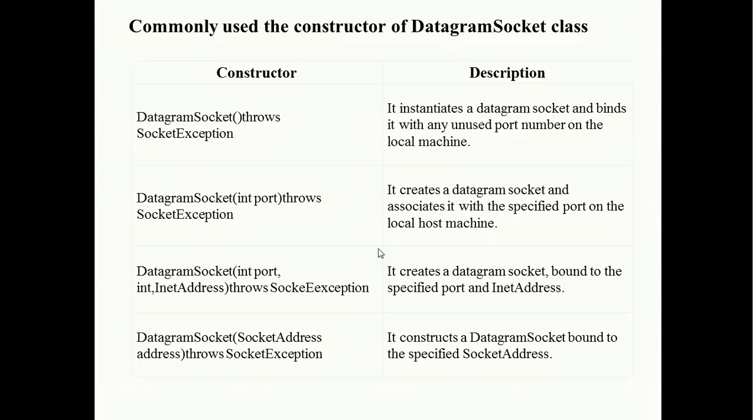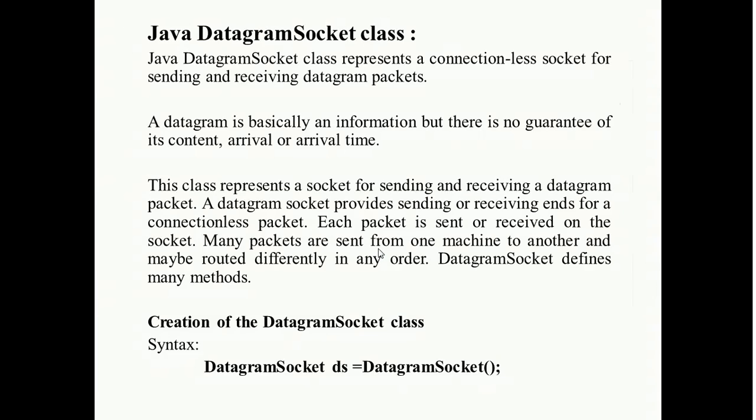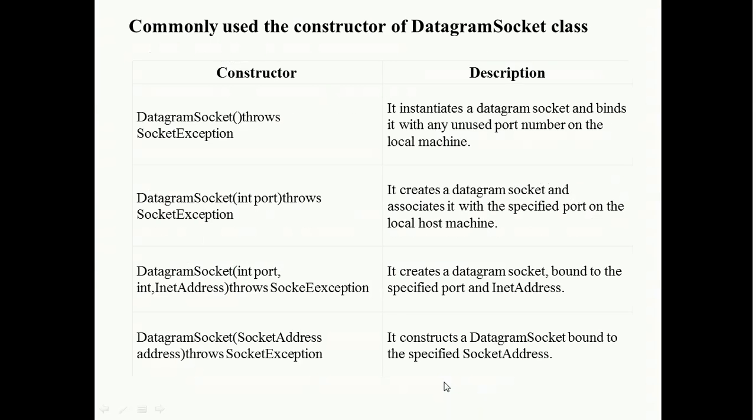The first constructor is the default constructor. That constructor is used in the creation of the DatagramSocket. See here, DatagramSocket ds = new DatagramSocket(). This is the first constructor, the default constructor having no parameters. See here, DatagramSocket throws SocketException.